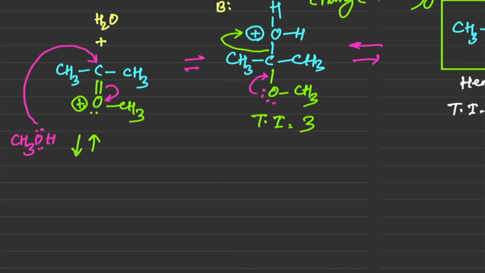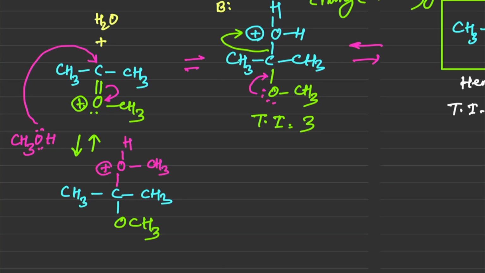Okay, so simultaneously it would attack. So CH3, CH3, O. Okay, this is OCH3. This was our first alcohol. The second alcohol now becomes OCH3H. Again, oxygen has 3 bonds, so it should have a positive charge.